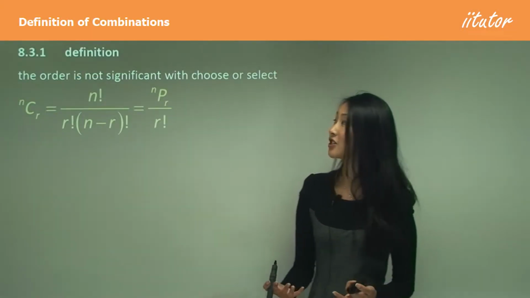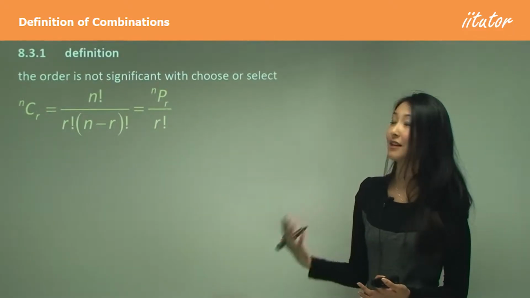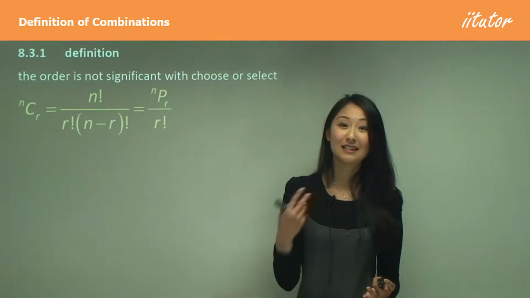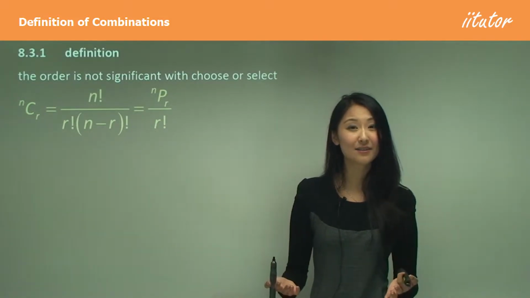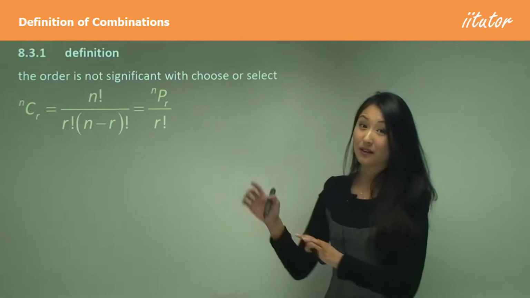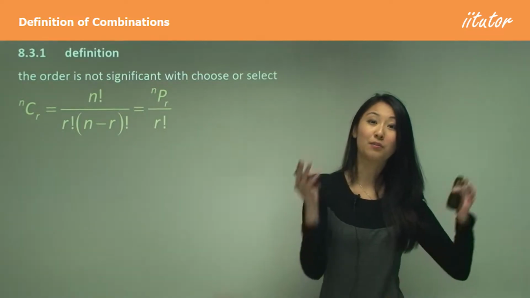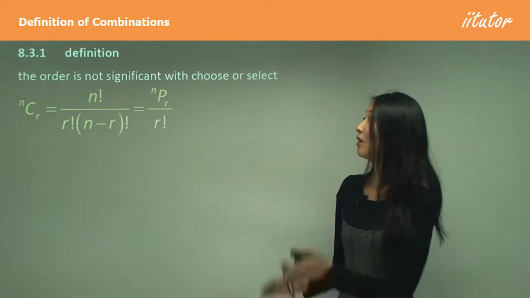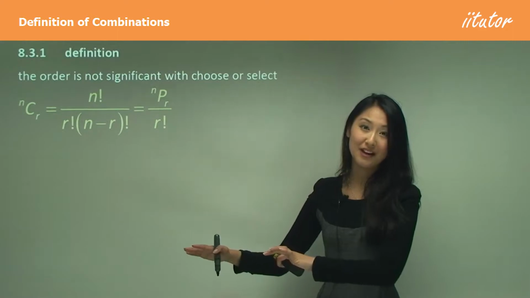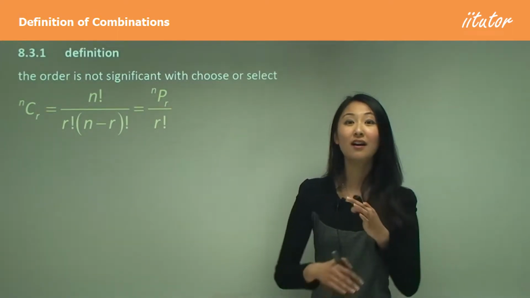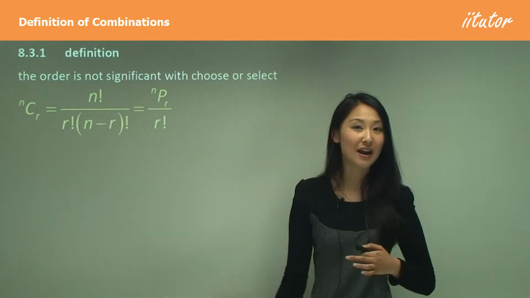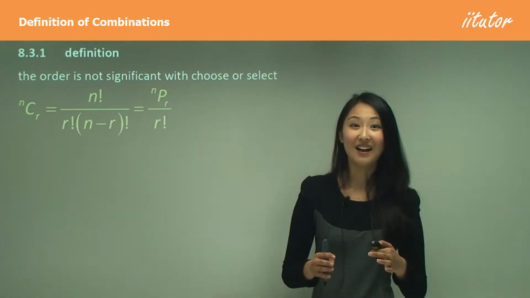So combination is when order is not significant, and it's going to be signified in your questions with the words choose or select. So the main difference where combination is different from your permutations is that the order does not matter for combinations. As the word suggests, it's just a combination where the order doesn't matter, so there's no arrangements, there's nothing like that.